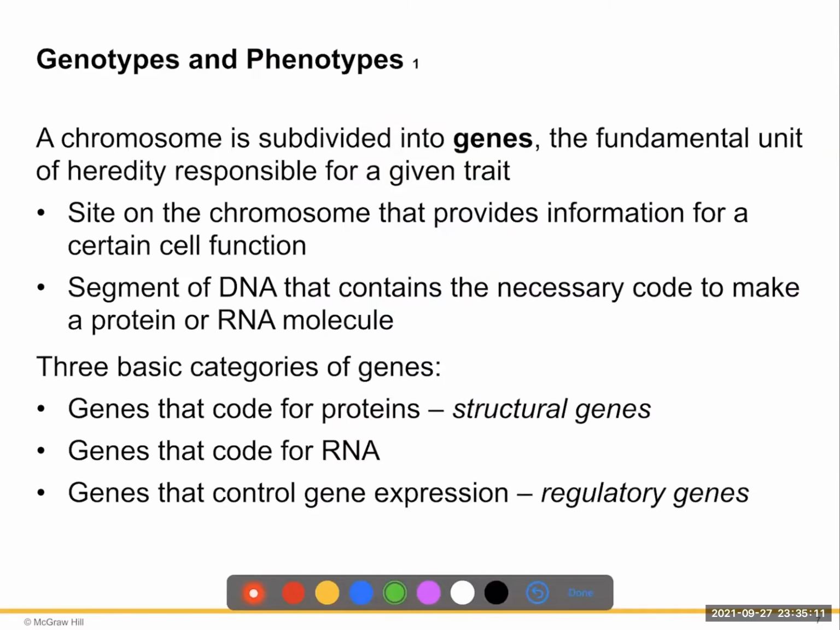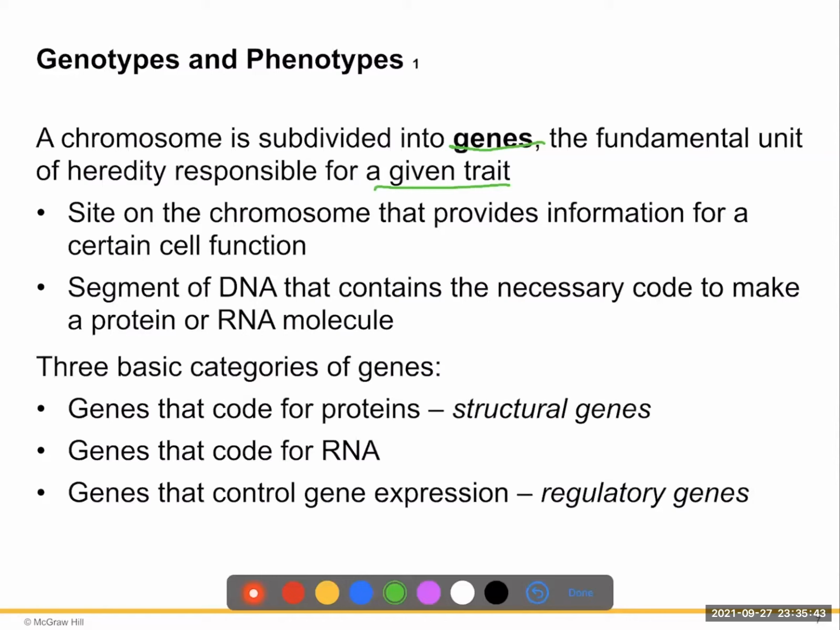A chromosome is divided into genes. Genes are sections of DNA that code for a specific protein. A gene is the fundamental unit of heredity responsible for a given trait because it codes for that protein. You have a site on the chromosome that provides information for a certain cell function. A segment of that DNA contains the necessary code to make that protein from an RNA molecule. Your DNA converts to RNA, and the RNA comes out into the cytoplasm and makes your protein.